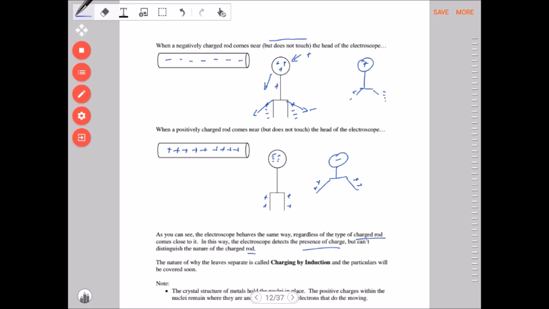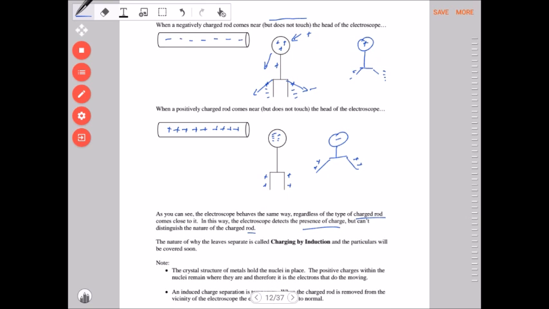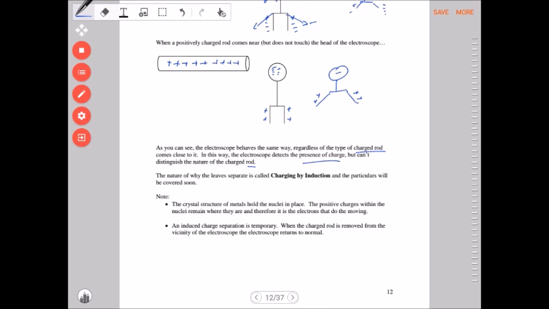So, again, very good at detecting the presence of charge, not so good at detecting what kind of charge there is. The nature of why the leaves separate is called charging by induction. We're going to talk about that later on. So just a couple of things to note.